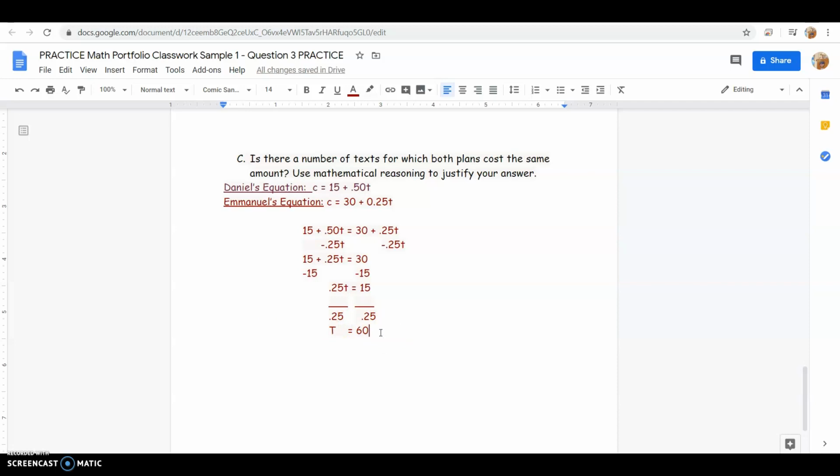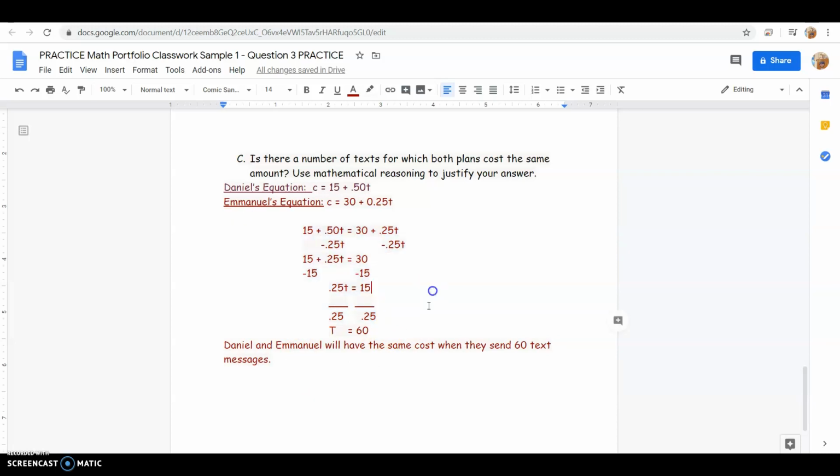And what does that mean, Mr. C? Well, you tell me. T means the number of text messages sent. So to have these two equations equal to each other, or a number of texts for which both plans cost the same amount, another word for equal is the same, it would be 60 text messages. So when you answer this question, I need you to write it in sentence form. You should write, Daniel and Emmanuel will have the same cost when they send 60 text messages. That's all you need to write.